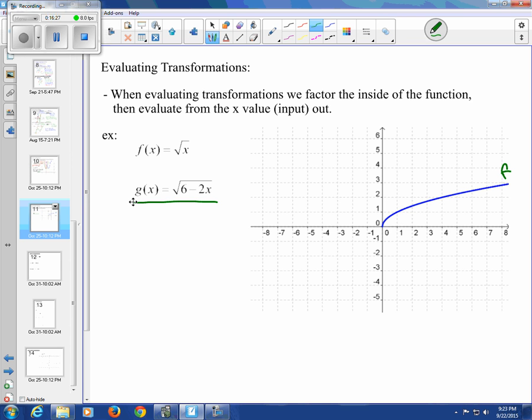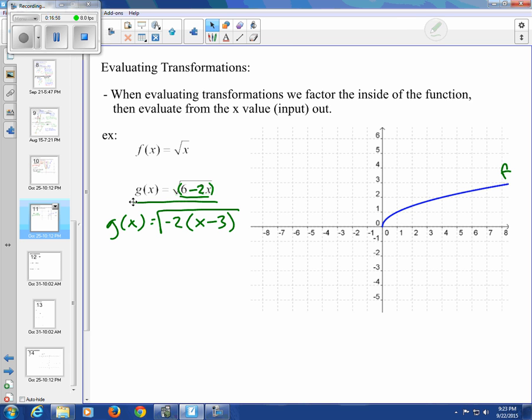Okay, so right here, the first thing I'm going to do to see all my transformations is factor everything that's happening to x off of the inside of the function. Basically, I'm going to factor everything away from x in that inside expression, right? So now I've got the square root, and when I factor off not just the 2, but the negative as well, I get -2, and then x minus 3.